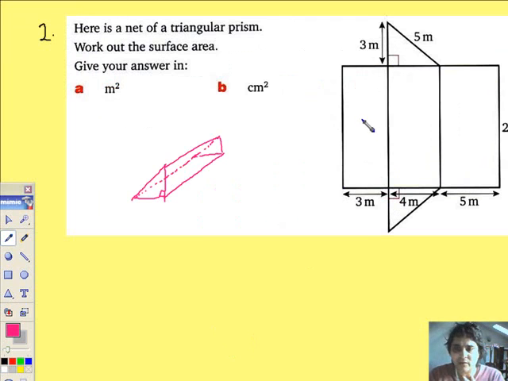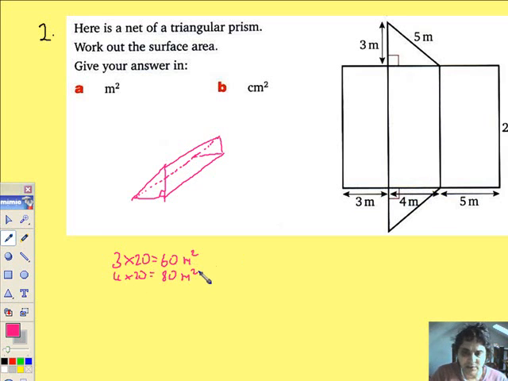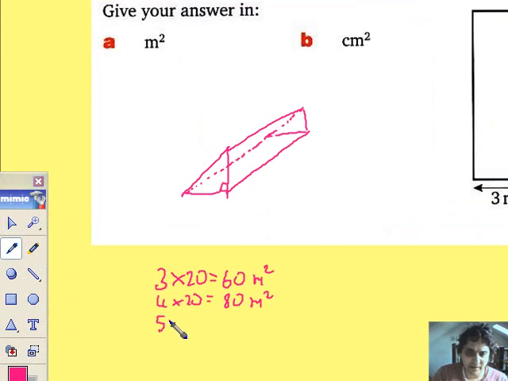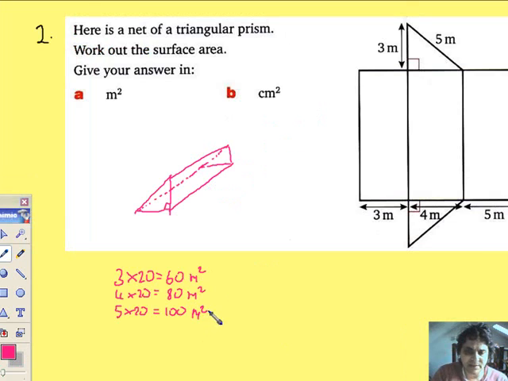I've got this one first, which is 3 by 20. 3 times 20 gives me 60 metres squared. It's an area. This one's going to be 4 times 20, which is 80 metres squared. This one, 5 times 20, is 100, and that's in metres squared.